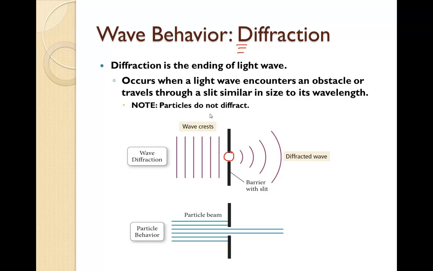It occurs when a light wave encounters an obstacle or travels through a slit similar to the size of its wavelength, and it starts to curve. Particles, however, do not experience it. If it gets to the point where it hits the barrier, rather than diffracting, it's just going to stop.